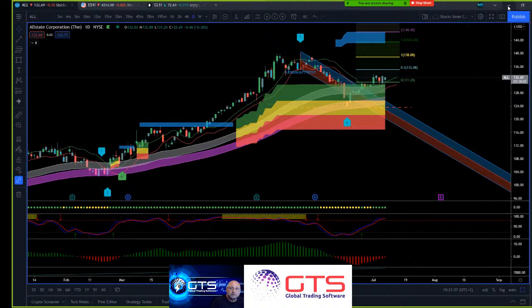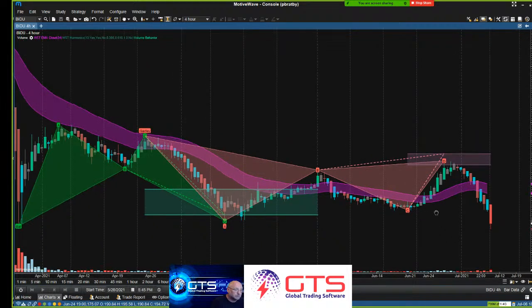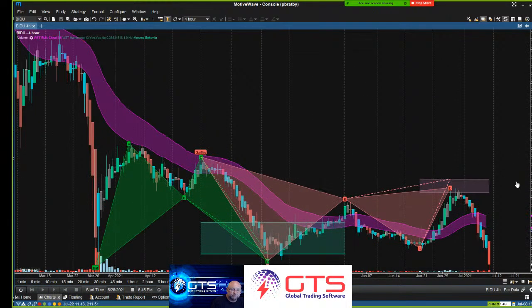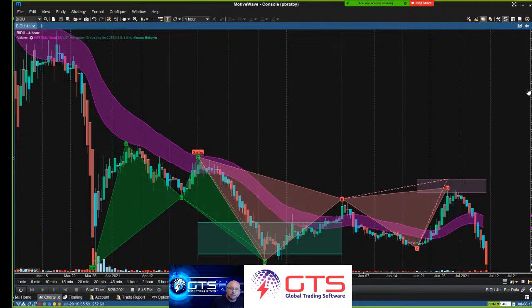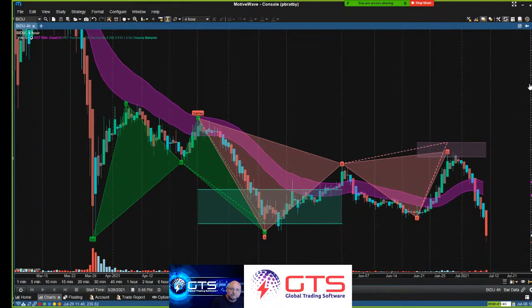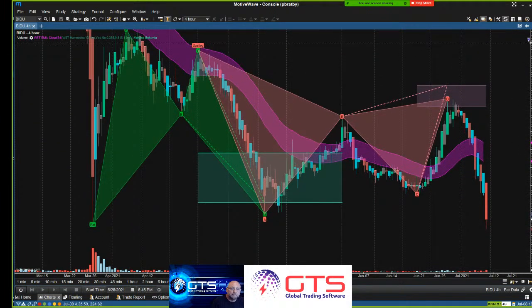So I'm going to go now to the Motivewave platform, and I'm going to discuss a couple of things. First of all, again, I wanted to look at the harmonic pattern. This is Baidu, a stock on the 4-hour time frame. Bear with me a minute. Again, every single platform has different ways of moving around the chart, and sometimes I forget. So, right.